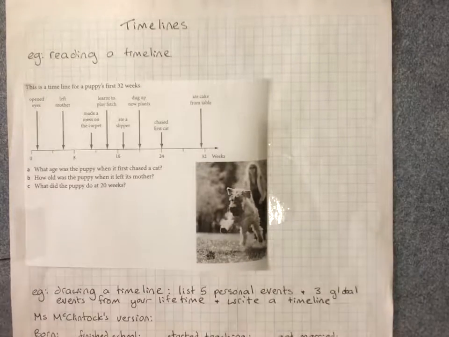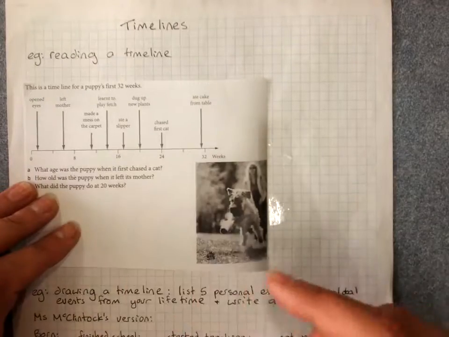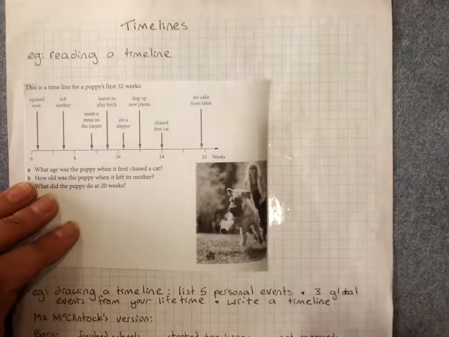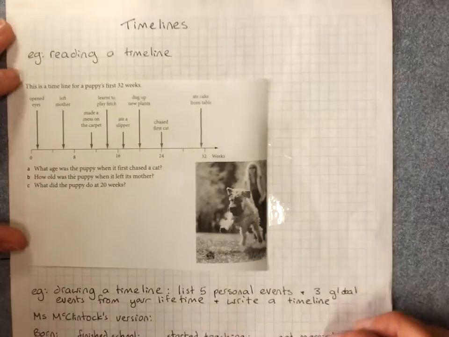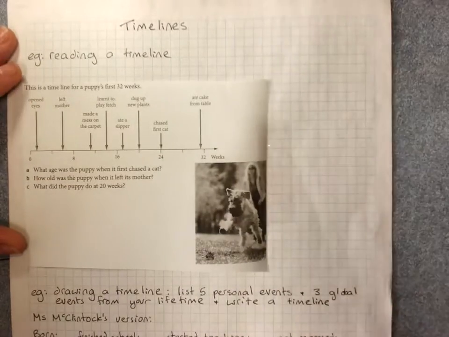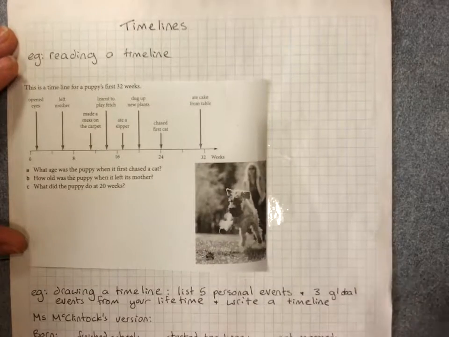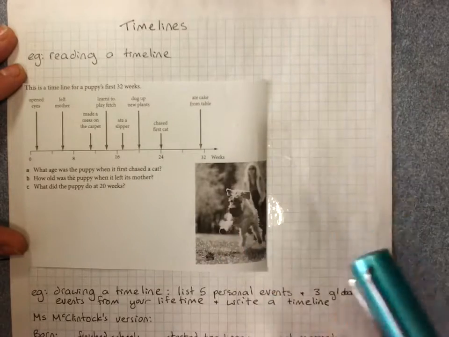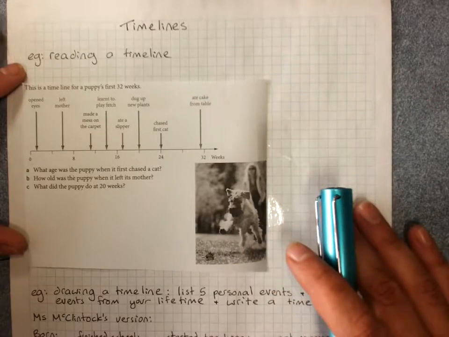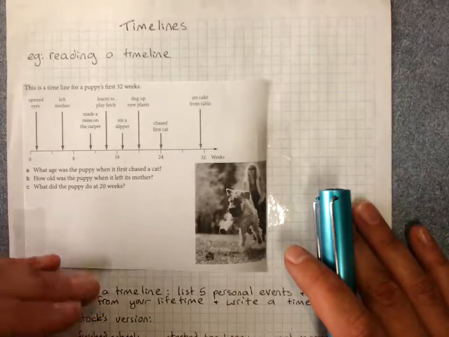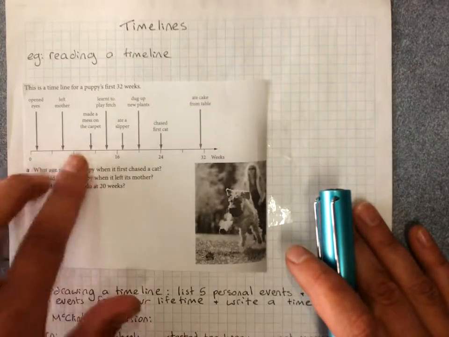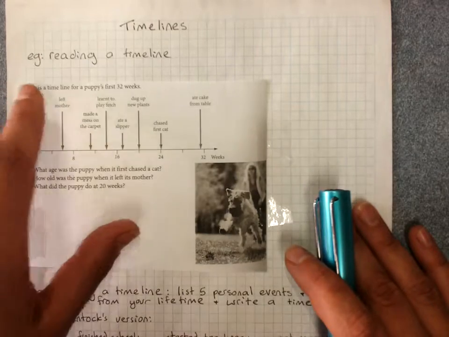Timelines. Timelines record events in the order in which they happen along a regular scale. Sometimes they're a number line like this, sometimes they work down the page, and we'll often see these in media reports. We do need to be able to read them. I don't need to take notes on this because it's a bit pointless really. There's not a lot that I need to write down, I just need to have demonstrated it. So this is a timeline for a puppy's first 32 weeks.